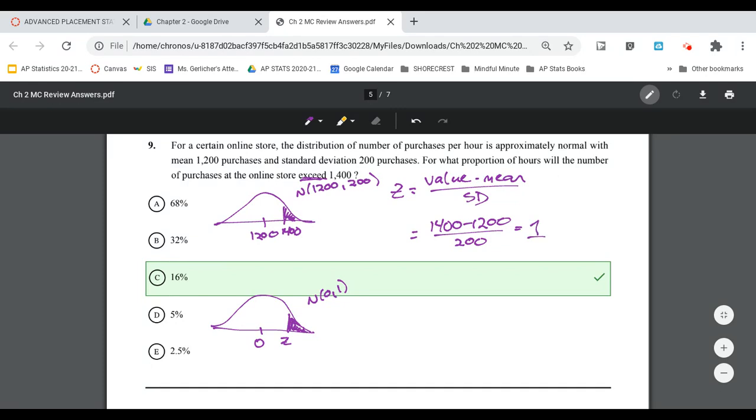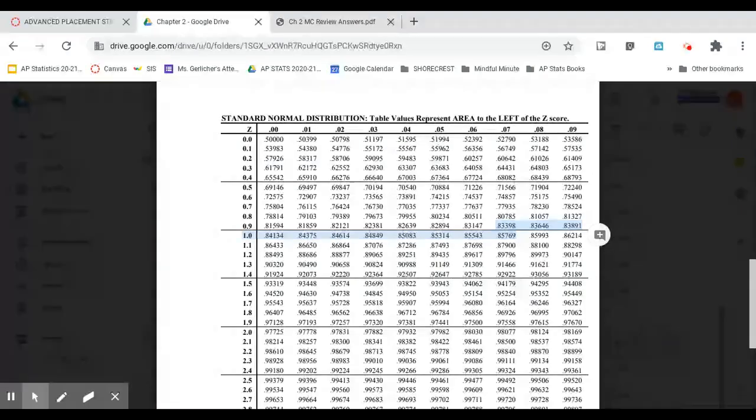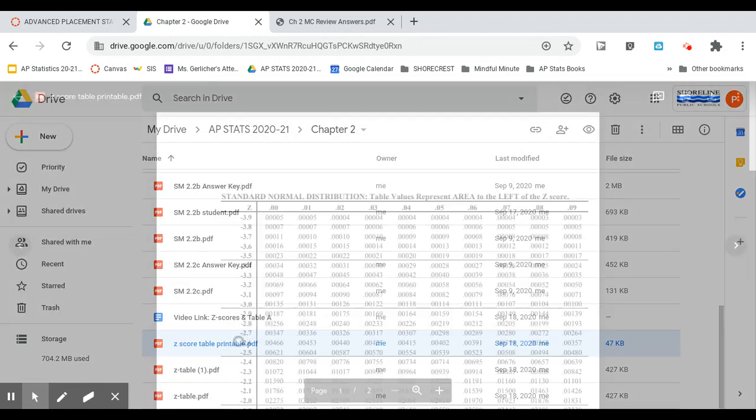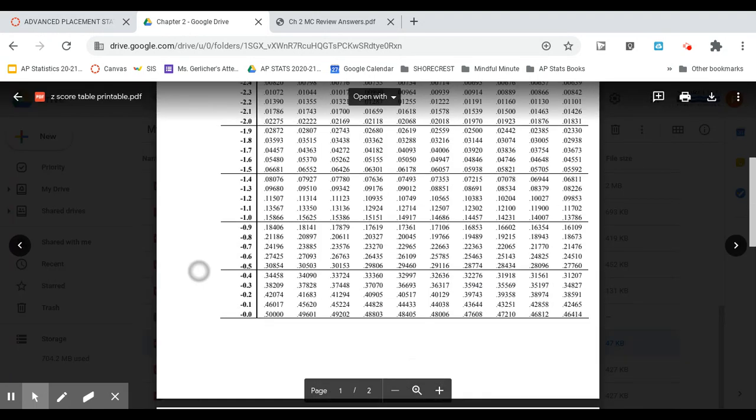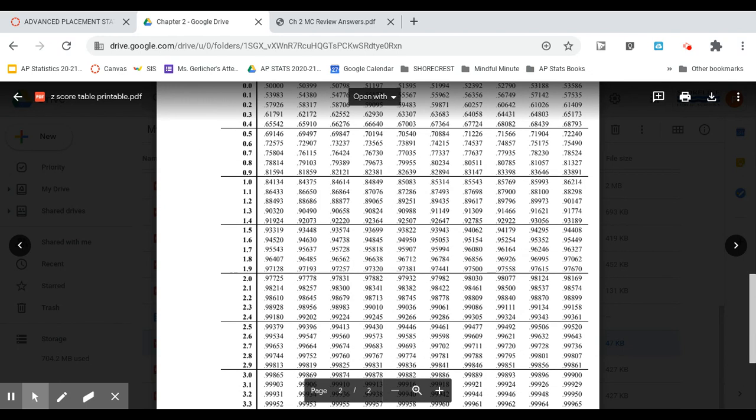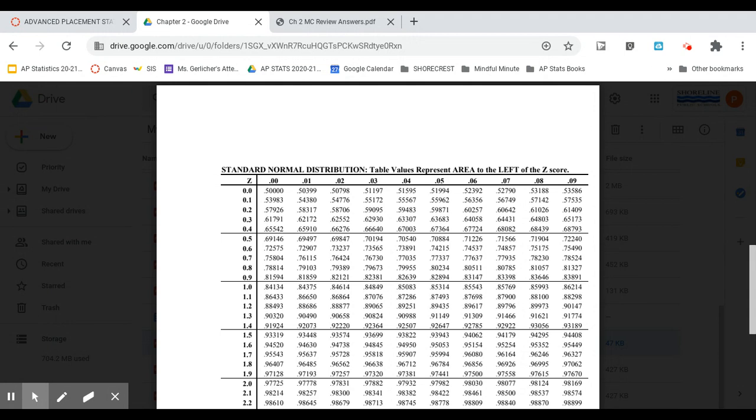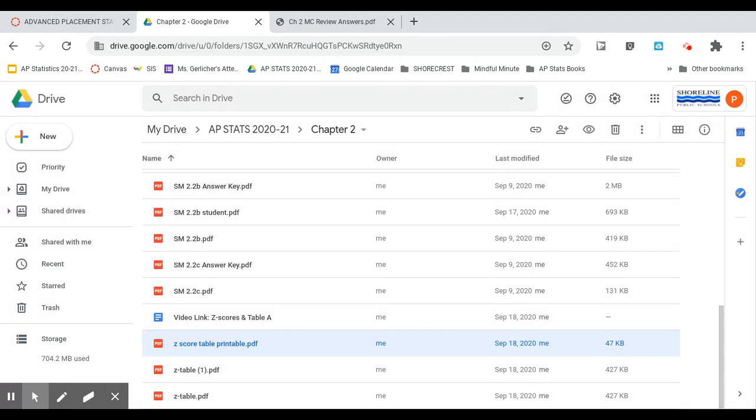They like giving z-scores of 1 and -1 in this review packet. So 1, we're 1 standard deviation above the mean. So let's go look that up in table A. So here's my table A, and let me get that back. Here's all our negatives. Here's all our positives. So if I look at 1.00, oh, let me make it so I can write on it.